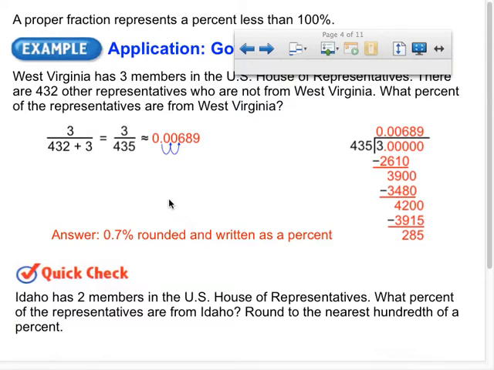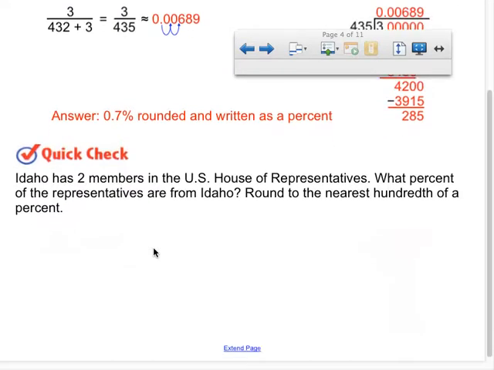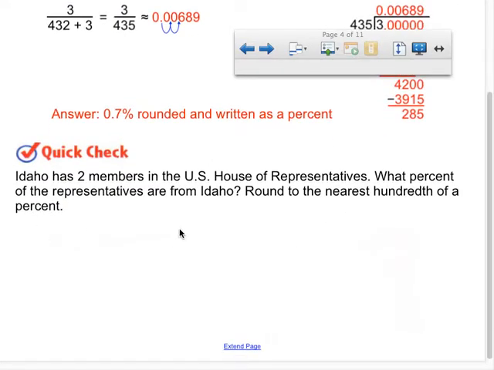Thank you. It's here at the 6, and I rounded 6 to 7 because 6 is 5 and up, so I'm going to bump the 6 up. It's 0.7%. Are we good? Okay. Take a look at this now.